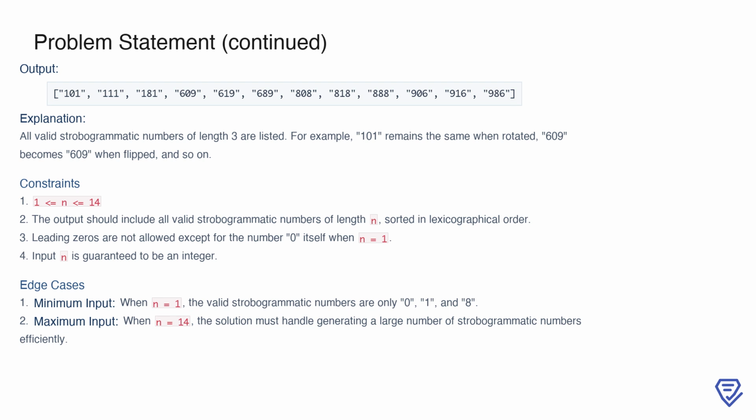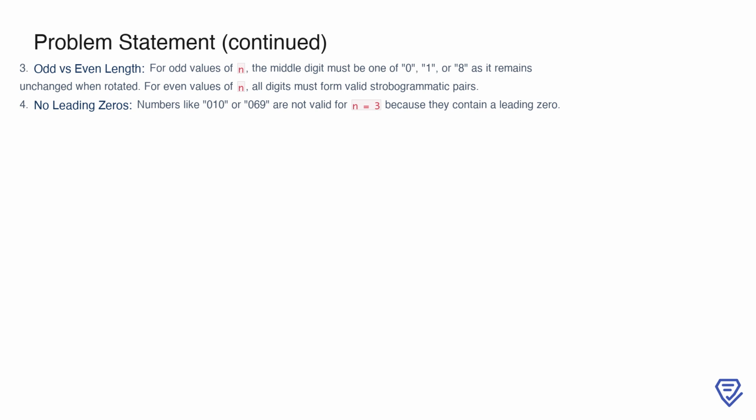The problem also specifies a few constraints to keep in mind. The value of n will always be between 1 and 14, and the output must list all strobogrammatic numbers in lexicographical order. Additionally, leading zeros are not allowed, except in the specific case where n equals 1 and the number itself is 0. There are a few additional considerations to handle edge cases.